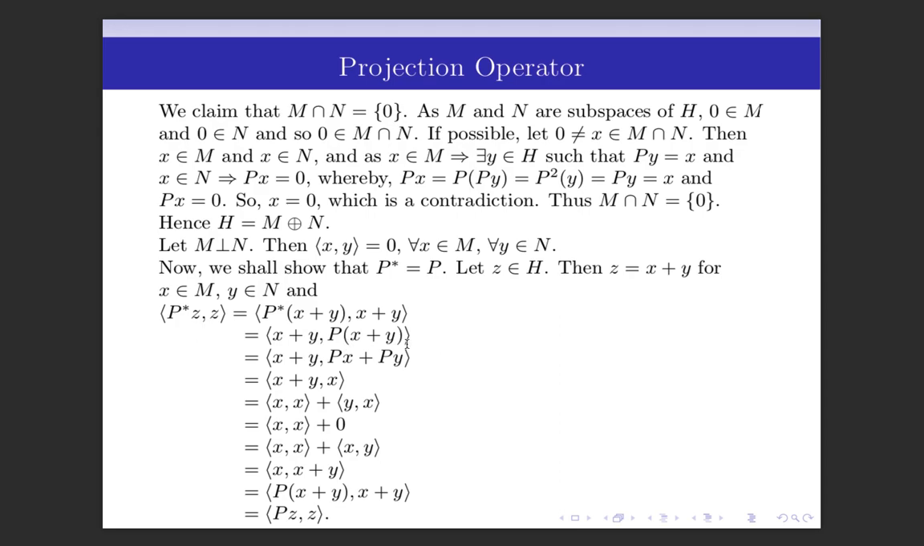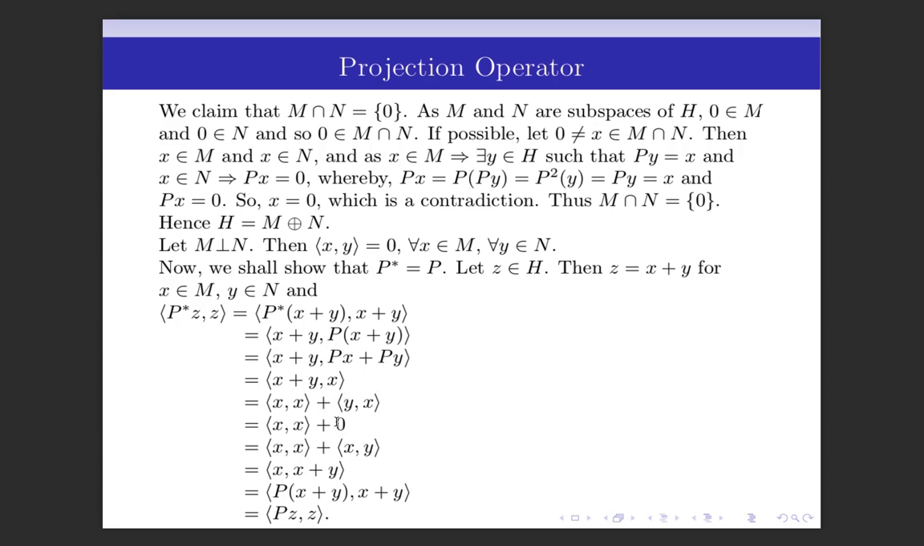And since P is linear, here we can write Px plus Py. And since y belongs to N, Py is equal to 0. And since x belongs to M, from the earlier remark, Px must be equal to x. So we have the inner product of x plus y and x. And by the definition of inner product, we have the inner product of x and x plus the inner product of y and x. And then this is equal to the inner product of x and x plus 0. Here y belongs to N and x belongs to M, so their inner product is 0.